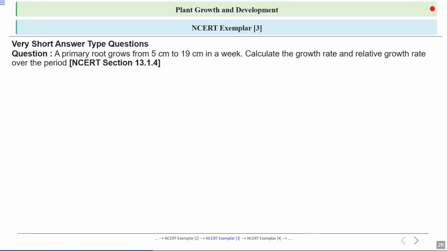Next question. A primary root grows from 5 cm to 19 cm in a week. Calculate the growth rate and the relative growth rate over the period. This question is coming from NCERT section 13.1.4. Let us see the answer.